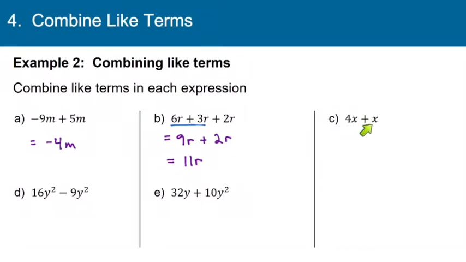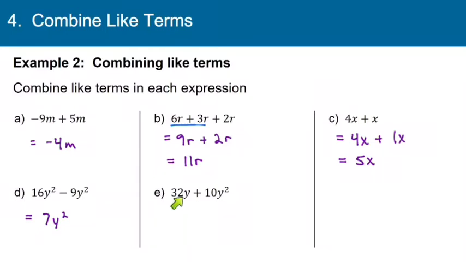On part C, remember that in case you have a variable with no coefficient, its coefficient is understood to be 1. So here, whatever x is, we have 4 of them, and we're adding another one. So 4x plus 1x would be a total of 5x. In part D, we have 16y to the second power minus 9y to the second power. So whatever y to the second power is, 16 of them minus 9 of them leaves us 7 of them. So 16y squared minus 9y squared is 7y squared.